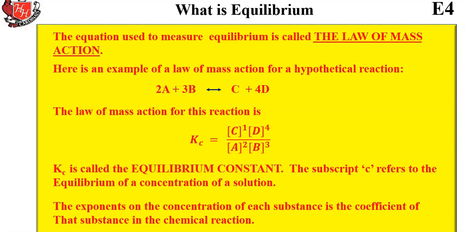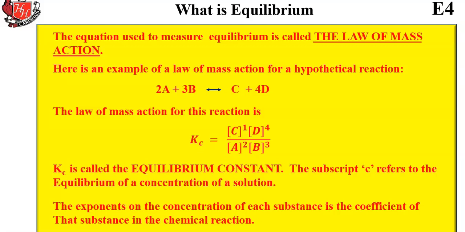So Kc is called the equilibrium constant. The subscript C refers to the equilibrium of a concentration of a solution. You can also have pressures, as we're going to see in just a moment. So what you do is you take the concentrations of the products, they go in the numerator of this ratio, and the concentrations of the reactants go in the denominator. So it's products over reactants.